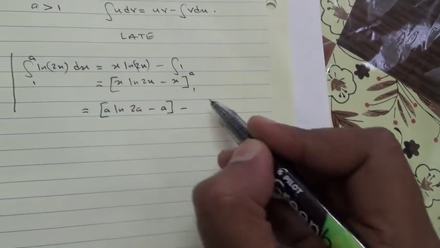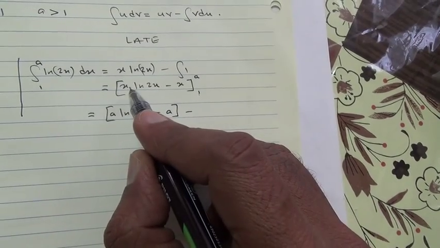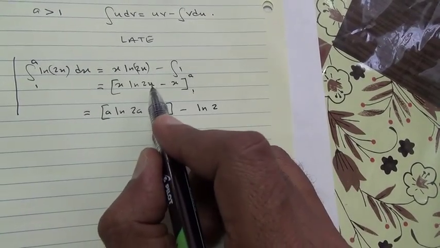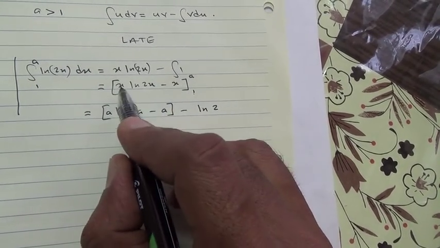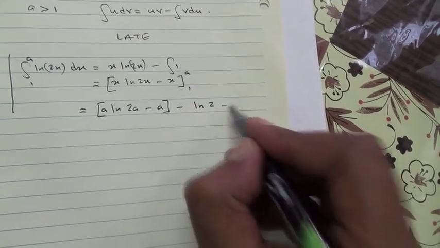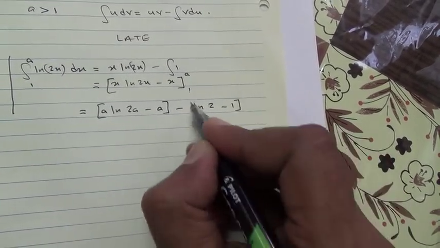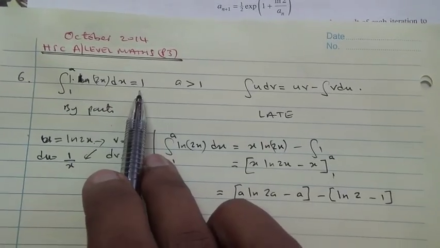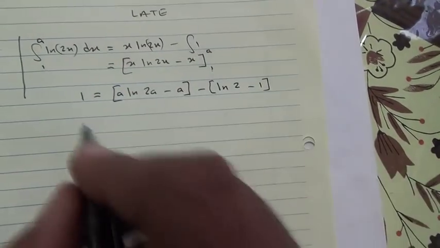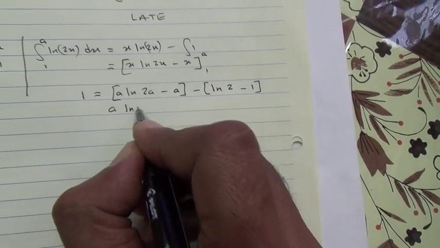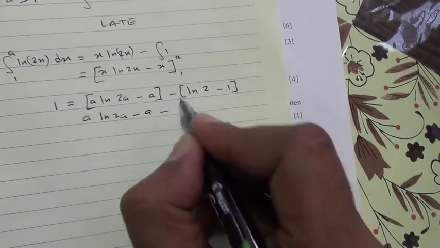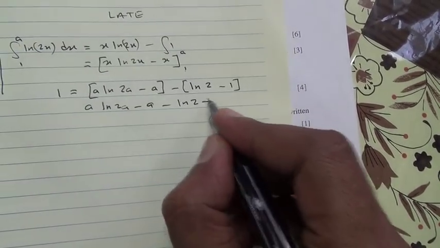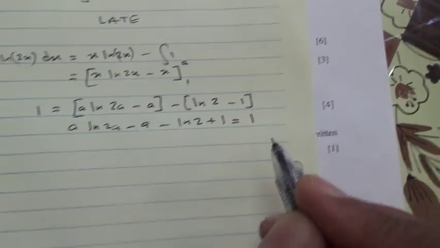All of that minus, replace x by 1. 1 times ln 2 is ln 2. Why ln 2? Because this is 1, so 2 times 1 is 2. 1 times ln 2 minus x, x is 1 again. And all of that is equal to what? We are told it is equal to 1, therefore we say 1. And therefore you have a times ln 2a minus a minus ln 2, and minus times minus becomes plus 1, and all of that is equal to 1.